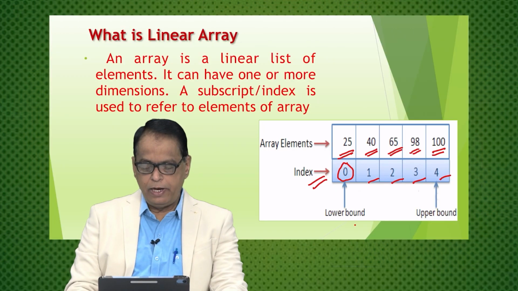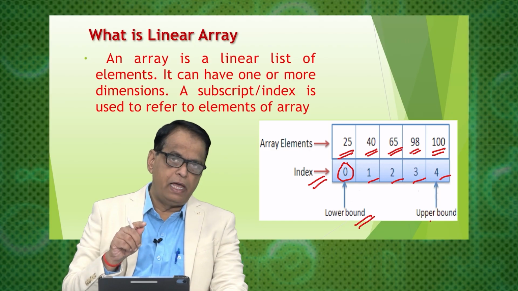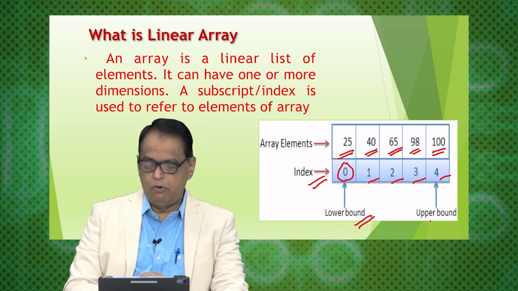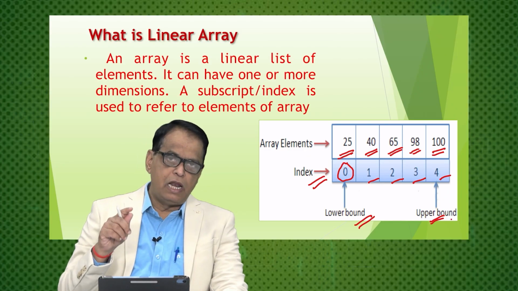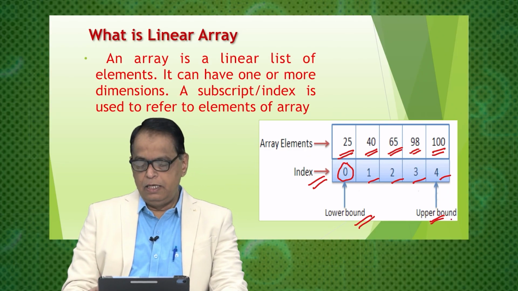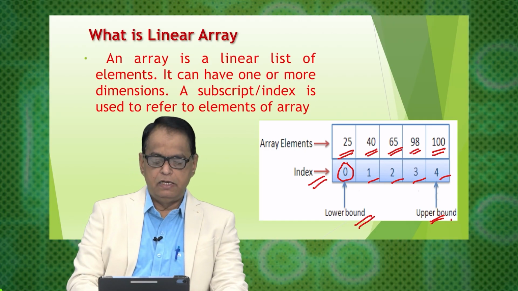Also, you will find that in the one dimensional array, there are 2 pointers. The first pointer is the lower bound pointer, which marks the first element of the array, indicated by the index 0. And there is an upper bound, which marks the last element of the array. In this example, the last element of the array has the index 4.